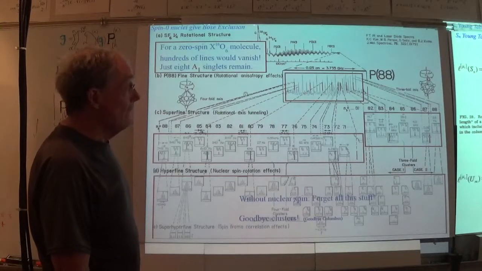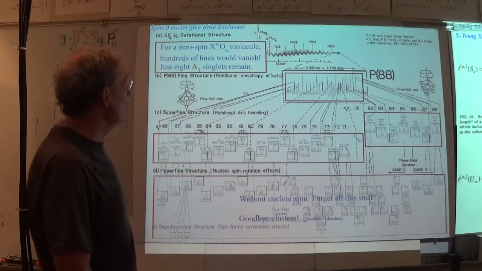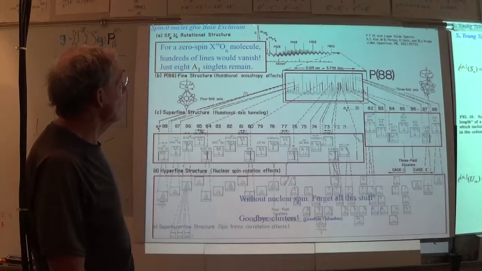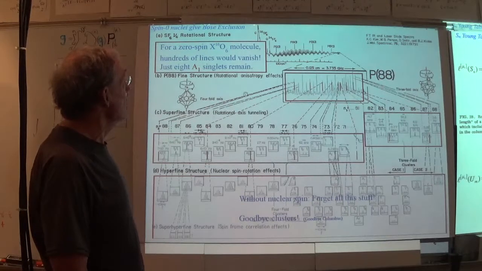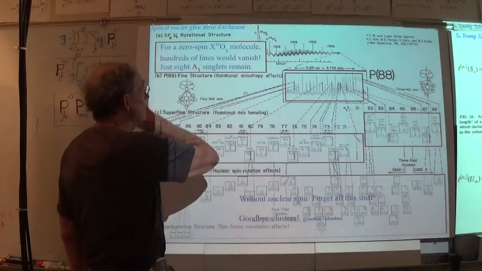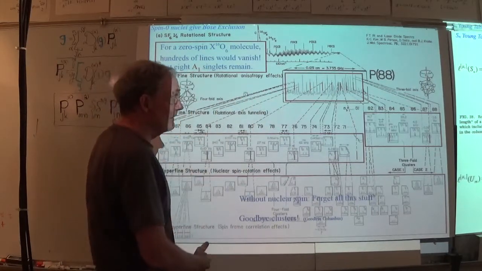Now, what if you had a molecule in which all of these guys were oxygens? O6, and it's O16-6, so there's no spin at all. The answer is, all of these lines, hundreds of lines, vanish. There's just 8 A1 singlets that remain.